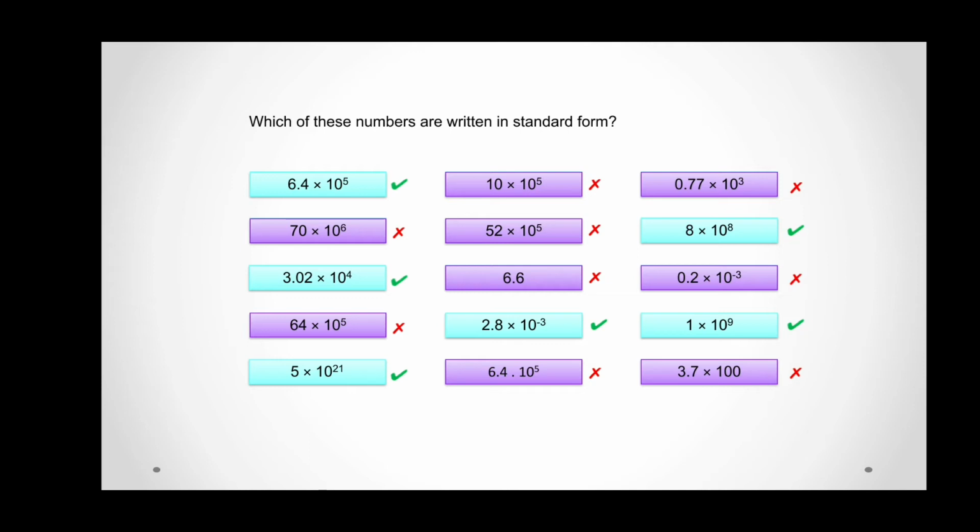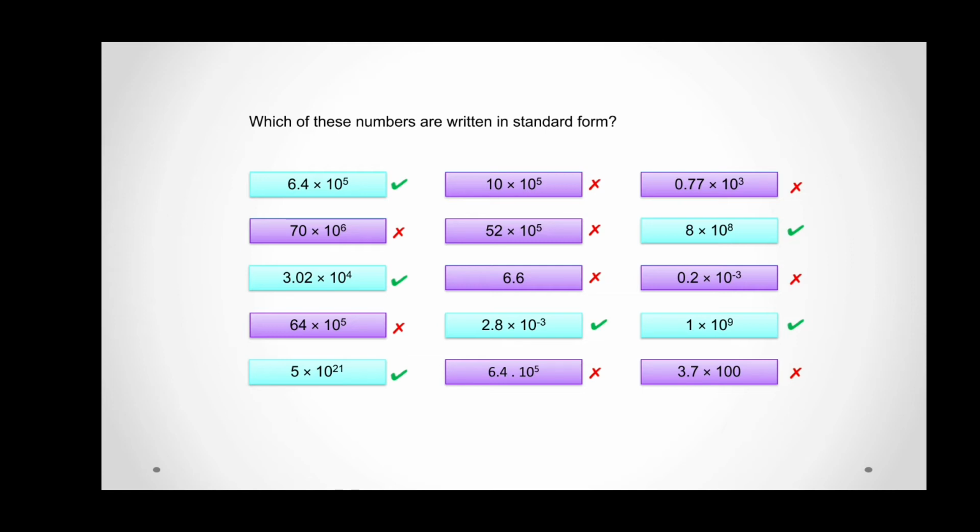So if you are writing that as a standard form, 1 into 10 to the power 6. The next one is also the same thing, because 52 is not in between 1 and 10. Then the next one, 6.6, is an ordinary number, so if you are writing it as a standard form, you have to write 10 to the power something, right?